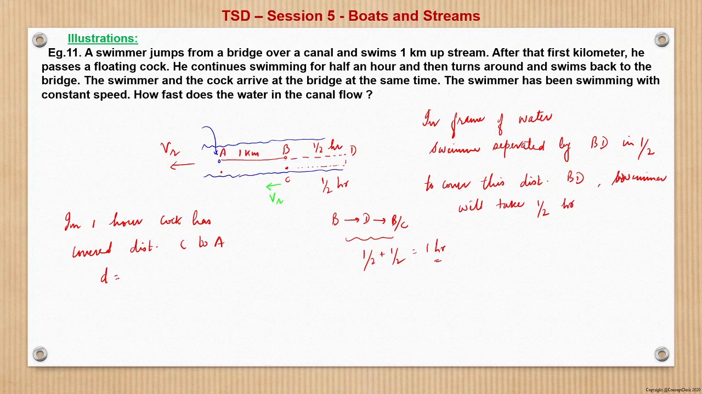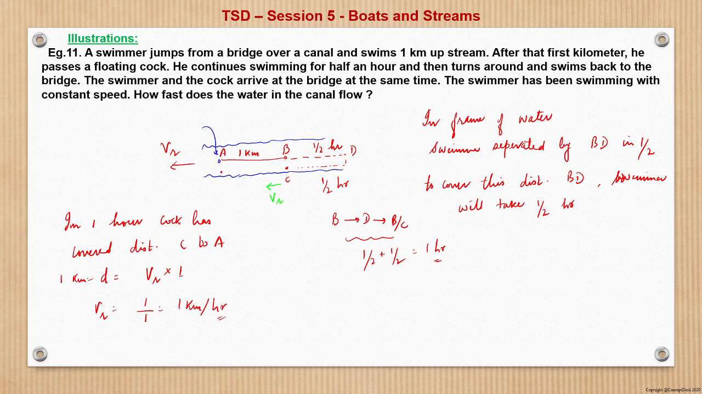So this distance, that is at a speed of VR, and time is 1 hour, right? And this distance is nothing but C to A, which is 1 kilometer. This is given, A to C is 1 kilometer. So from here we can say the velocity of the river is 1 upon 1, which is 1 kilometer per hour. So this is a classic case of relative motion in water.